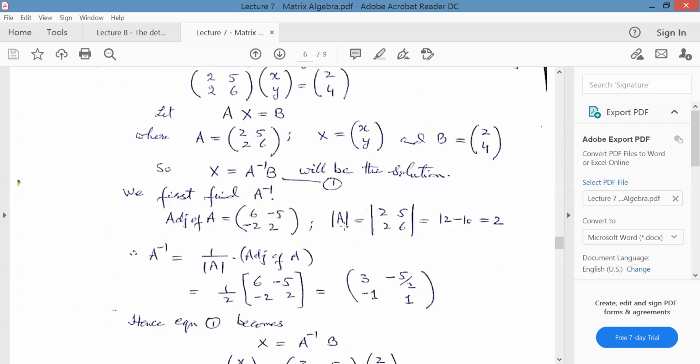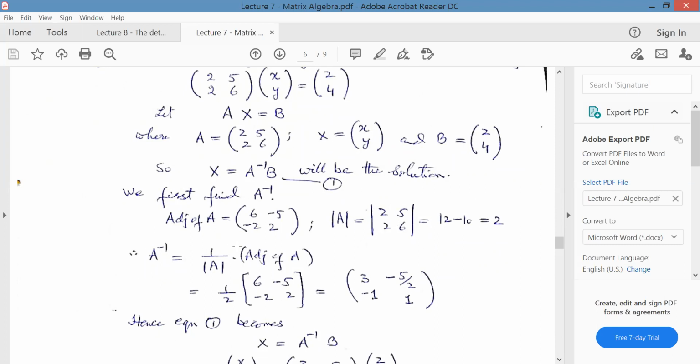Now we want to find the value of determinant of A. Instead of matrices, you write in the form of determinant and evaluate: 2 into 6 is 12, minus position यहाँ पे है, minus 5 into 2 is 10, answer is 2. The value of the determinant A is 2 and this is adjoint of A.